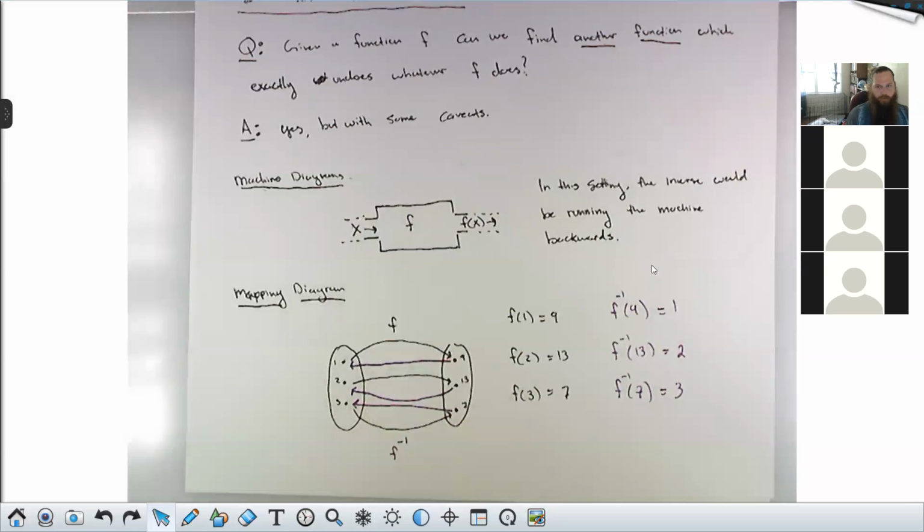Now, don't be confused with the -1 notation here. This is not a power. This is just the notation that's used for an inverse function. And I suppose at this point, we need to define what an inverse function is to actually move on.